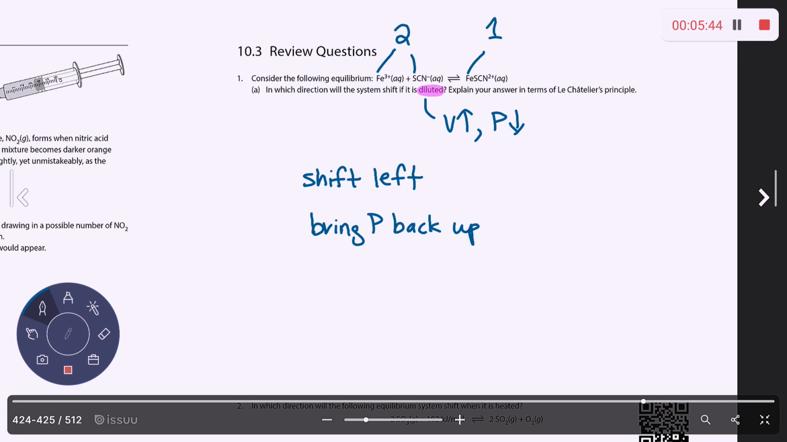For number 1, did you guys get shift left? Yeah. Do you have any questions on number 1? Okay. Number 2. You tell me what you put for number 2.